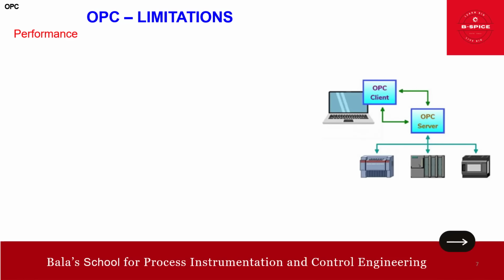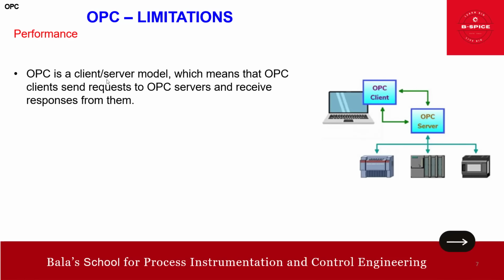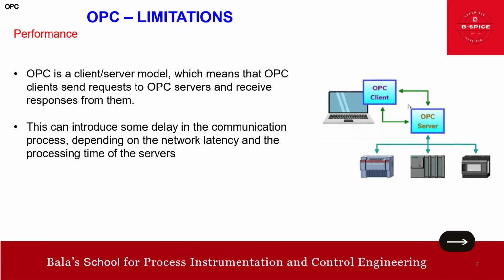Now we will see that even though systems have their own functional merits, there will always be drawbacks. So that is why we will see the limitations. One of the limitations is on the performance. OPC is a client server model, which means OPC client sends requests to OPC server and receives responses from them. Because of this, it can introduce some delay in the communication depending on the network latency and processing time of the server. Okay, friends. So this is one of the aspects.